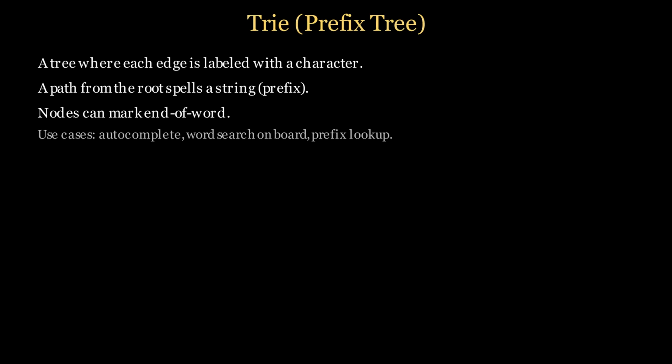A trie, or prefix tree, is a tree where each edge is labeled with a character. A path from the root spells a string. We mark some nodes as end of word. Tries are used for autocomplete, word search puzzles, and prefix lookups.